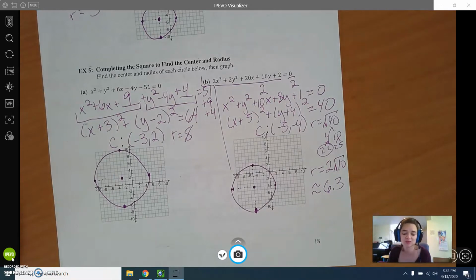The main idea with 13.2 is you guys should be able to go from standard form to a center radius form. And then from that center radius form, identify your center, identify your radius, and graph a circle.